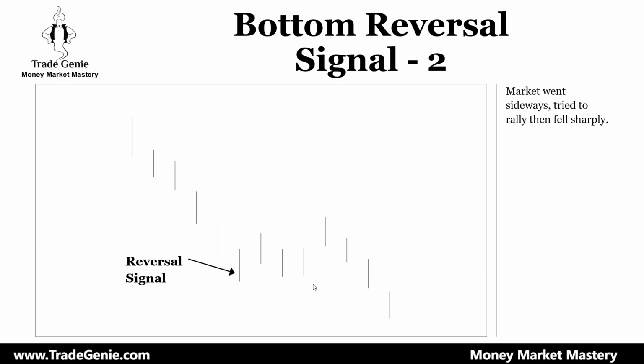So just change your mind and go short, go on the other side. Cut it loose and go on the other side. So this is a failed trade.